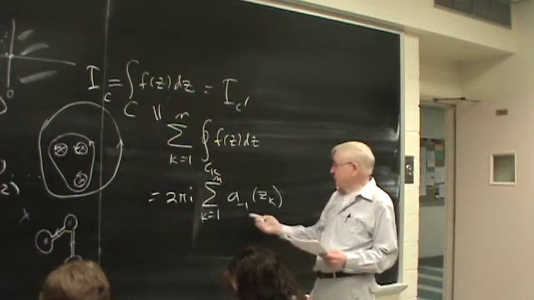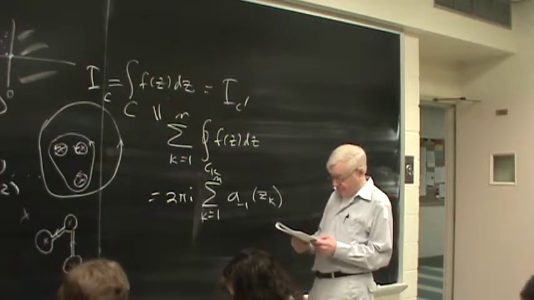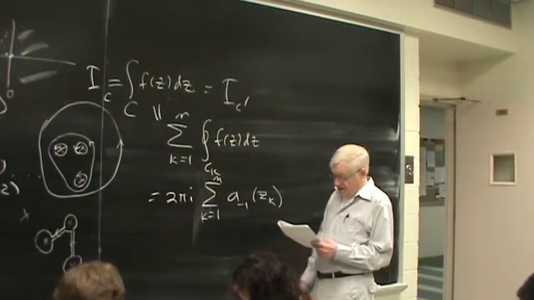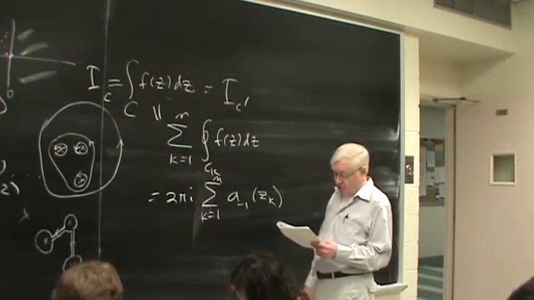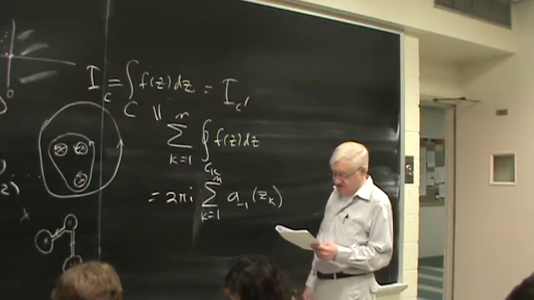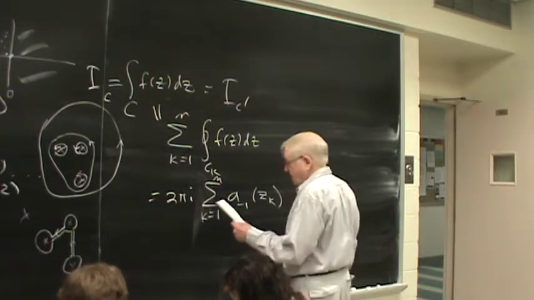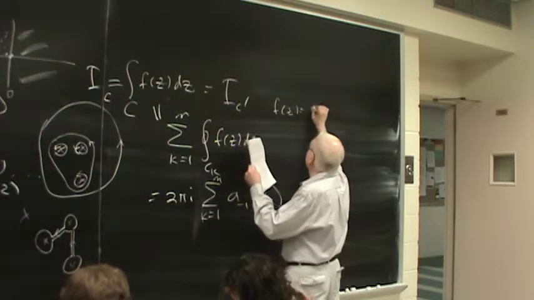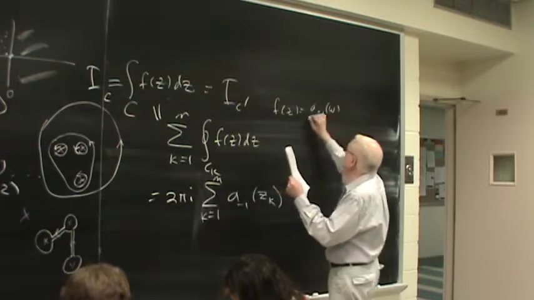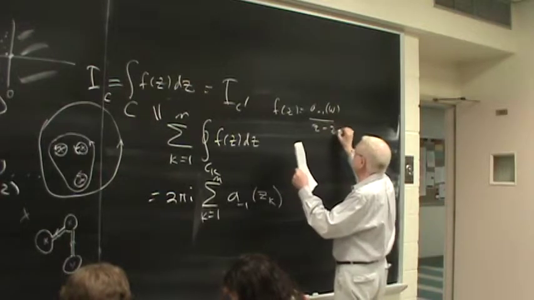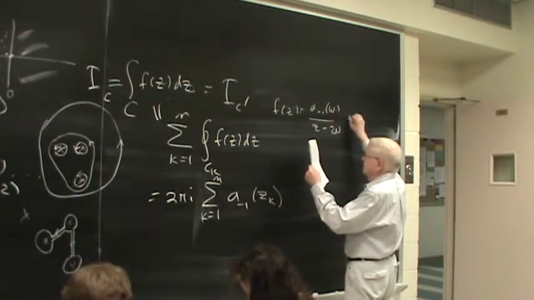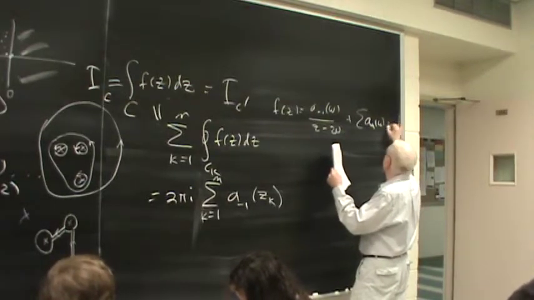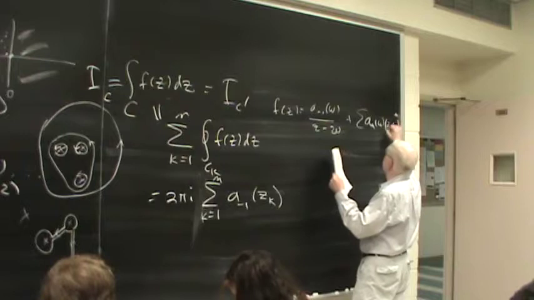And so in general, you have to do each of them. If they're simple poles, then it's okay. So let's look at the case where it's a simple pole. Then what we've got is a_{-1}(w) divided by z minus w, plus the sum of a_n(w) (z minus w)^n.